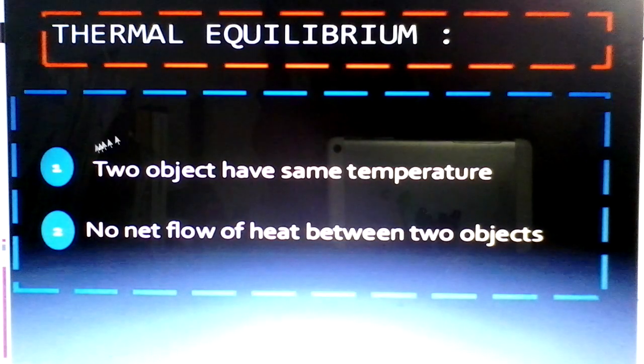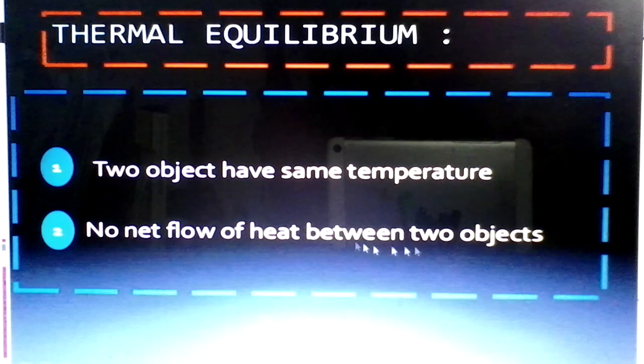So when this situation is achieved, we can say thermal equilibrium is achieved. So what is thermal equilibrium? The two objects finally have the same temperature and at the same time no net flow of heat between the two objects, or we can say no net rate of flow of heat between the two objects. Okay? Or in other words, we can also say that the rates of flow of heat between the two objects become equal. Okay?